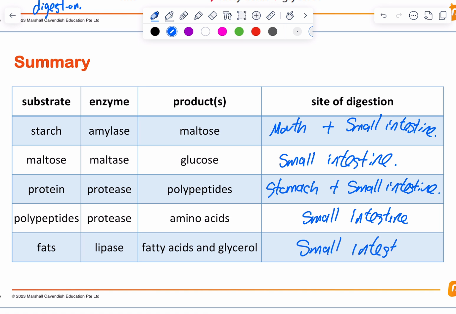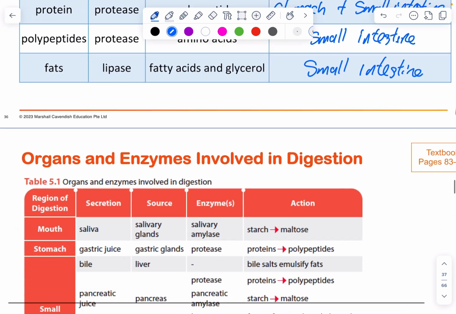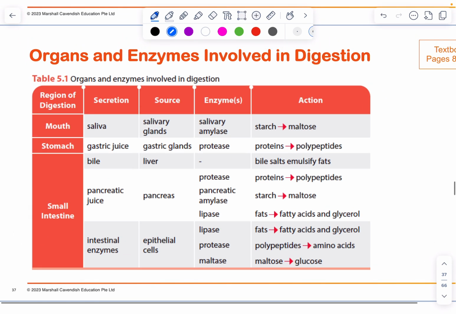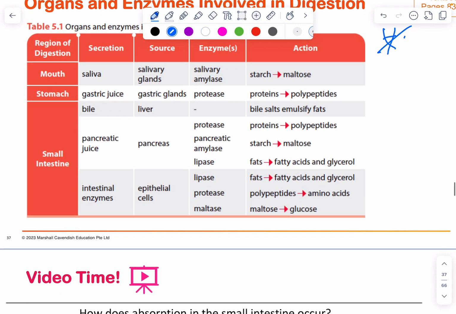So do take note that no digestion happens in the large intestine. Your large intestine is the main area for further absorption of water and things like this. So in a nutshell, this is the table to summarize the breakdown of what is being broken down. This is important and you have to remember it for the exam.